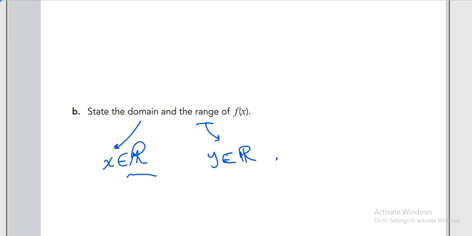The range is related to values of y, so we'll say that y belongs to the set of real numbers, but starting from values bigger than 1, not equal to 1. The range starts from the asymptote up or from the asymptote down. The asymptote is at y equals 1. So the range will be either y bigger than 1 if the graph is up, or y smaller than 1 if the graph is drawn down.